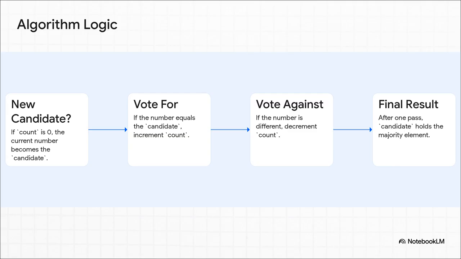As we go through the array, we follow one key rule. If our count ever drops to 0, the current candidate is out. The very next number we see becomes our new candidate. Then, for every number after that, we just ask, is it a vote for our candidate? If yes, count goes up. Is it a vote against them? Count goes down. That's it. After we've gone through all the numbers, the candidate left standing is our winner.